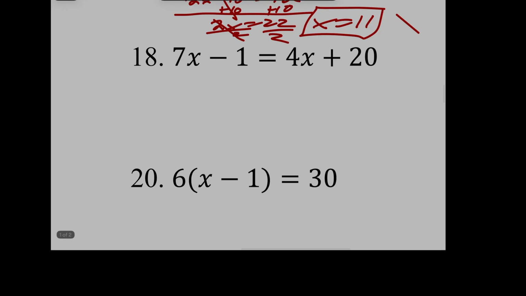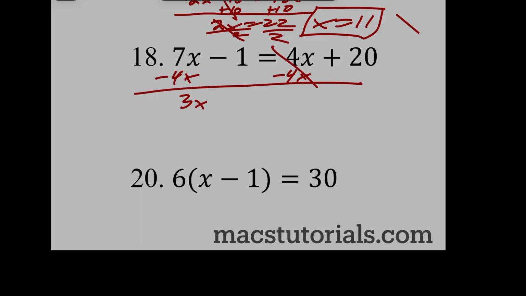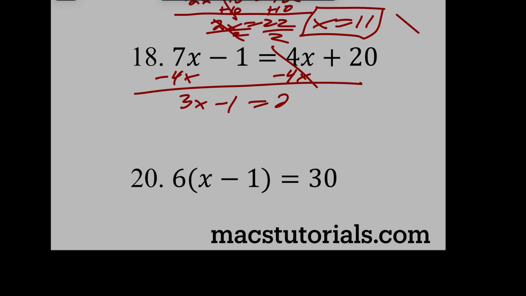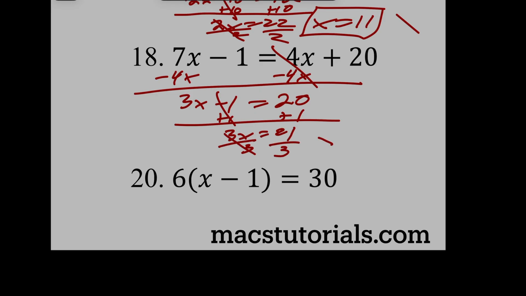Number 18, 2 more. Hang in there with me. Well, letter, number, letter, number. I have variables on both sides. I'm going to move the 4x to start, all right? And that's going to leave me with a 3x minus 1 equals 20. Now, I'm on a two-step problem. I'm going to add the 1 to both sides, and I get 3x equals 21. And now that I divide each side by 3, I'm left with a very simple x equals 7.